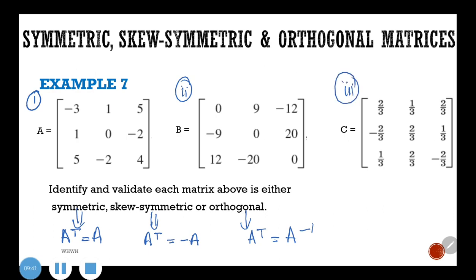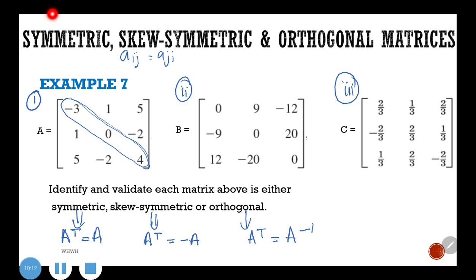Okay, for the first matrix, macam mana kita nak check? Sebenarnya kalau you tengok, you dah boleh nampak lah. This matrix, tak payah nak buktikan pun, you boleh nampak. Look, the diagonal part ni ibarat sebagai cermin, right? Kan tadi cakap kalau symmetric matrix, AIJ sama dengan AJI. You transpose pun dia akan dapat yang sama.